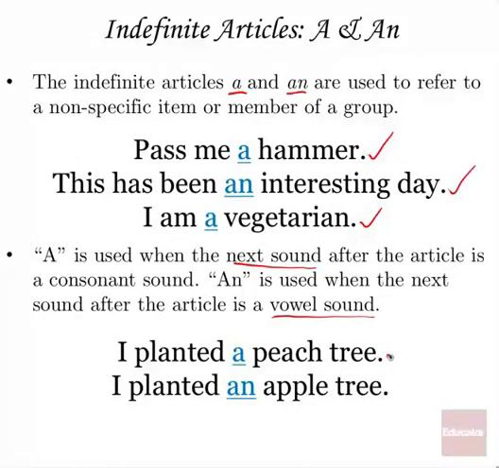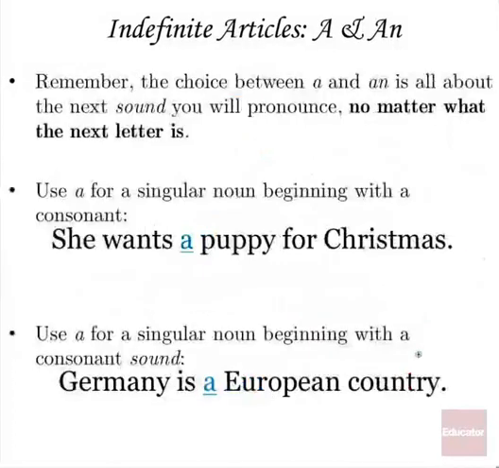I planted a peach tree. Well, peach starts with a consonant sound, p, a peach tree. So we use a. I planted an apple tree. Starts with a vowel sound, an apple tree. Basically, this is to avoid having that funny glottal stop noise where we go, I planted a apple tree. That sounds like you're choking. It freaks people out, so we don't do it. An apple tree. Put the N in there to make it nice and smooth.